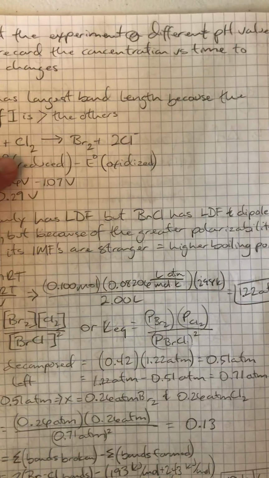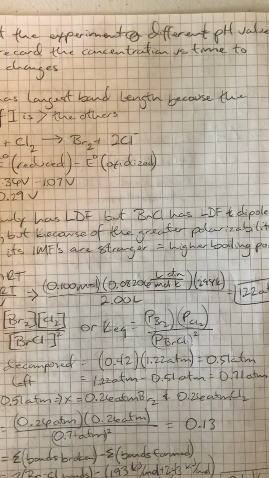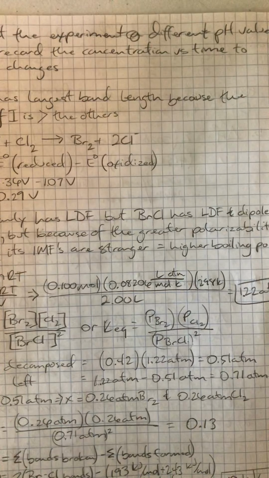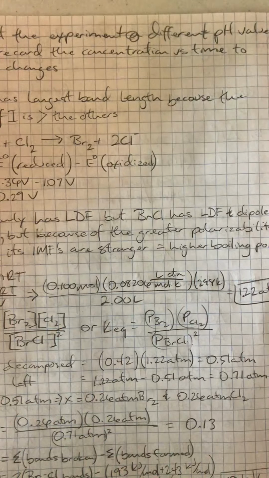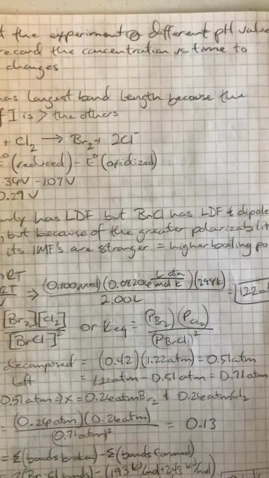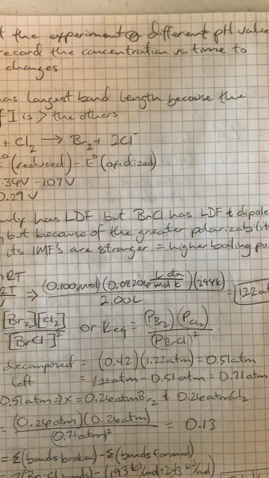The E of the reduced species minus E of the oxidized species. And then part C: the boiling point of bromine is 332 Kelvin, whereas the boiling point of bromine chloride is 278. Why? It's because bromine only has LDFs, but bromine chloride has LDFs and dipoles. But because bromine can be polarized more, its IMFs are stronger and it has a higher boiling point.